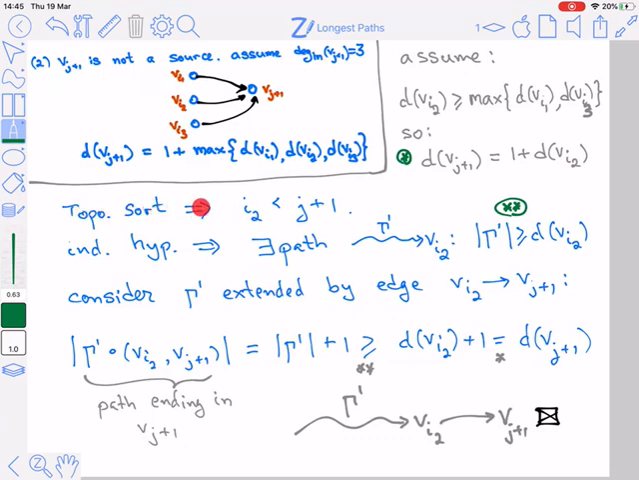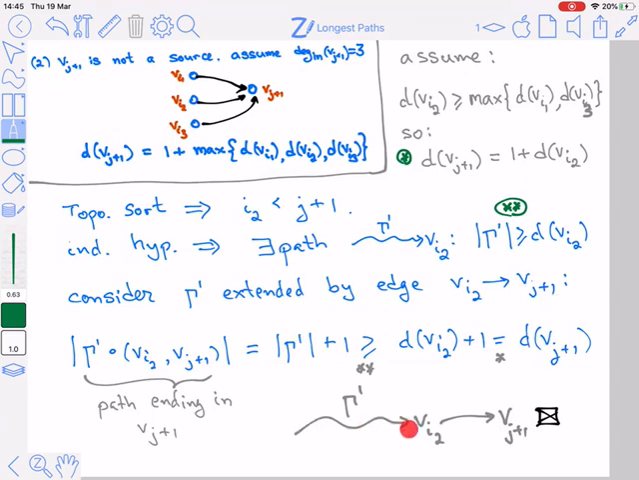Now, topological sorting tells us that because there is an edge from Vi2 to Vj plus 1, the index i2 has to be strictly less than j plus 1. The induction hypothesis, when applied to i2, tells us that there exists a path, gamma prime, ending in Vi2, whose length is no less than the delay of Vi2. Now we know that we can take gamma prime and extend it by an edge from Vi2 to Vj plus 1. Here, look at this drawing.